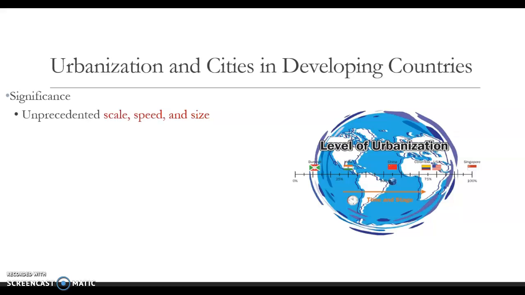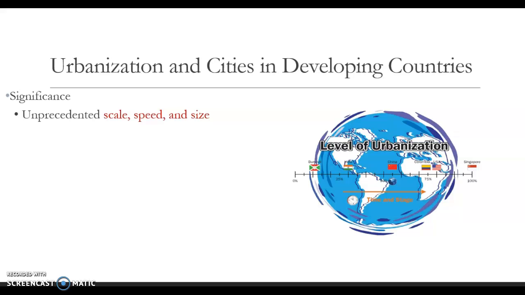The significance, again, we're looking at unprecedented scale, speed, and size. The scale of our cities, the vast footprint, the enormity of it, the speed at which they're growing is unprecedented. It took New York City about 150 years to add 8 million people. Some of our cities in the developing world are adding 8 million people in 12, 15, 20 years, just a fraction of the time. In the size, again, we're talking about the number of people, the sheer number of people that are expanding our cities.